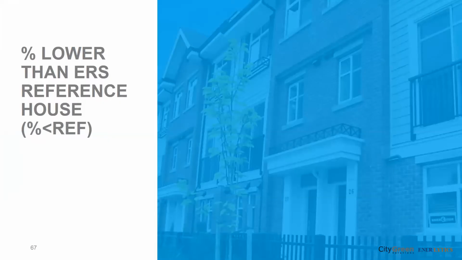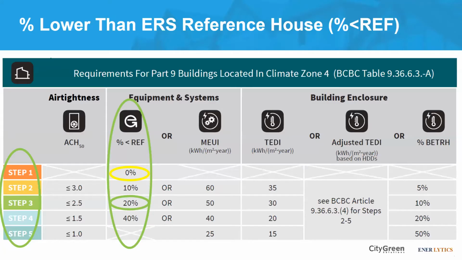So next, let's look at the percentage lower than ERS Reference House. In the BC Energy Step Code metrics chart, it shows us that at step 1, the percentage better than reference house has to be 0. It at least has to meet the ERS reference house. For step 3, it has to be 20% better. In this particular case, as an envelope and systems metric, the builder has the option of either meeting or beating percentage lower than reference house or the MEUI metric.